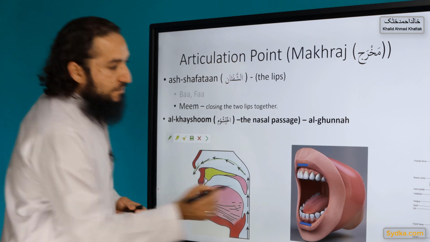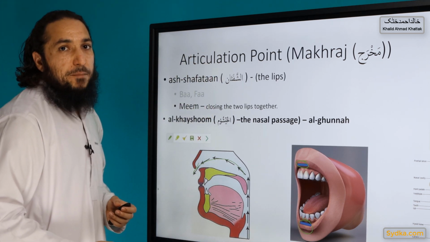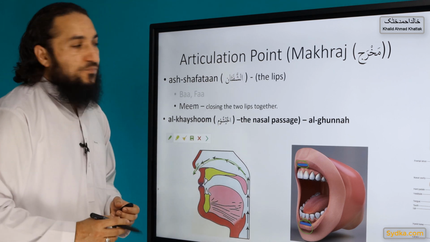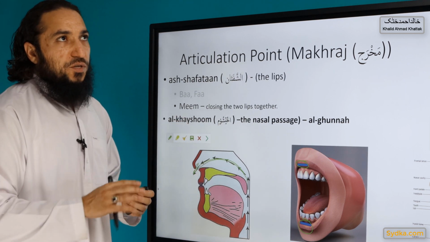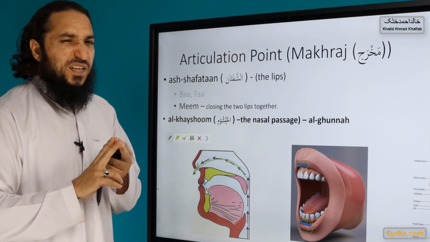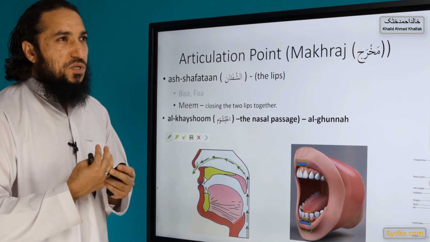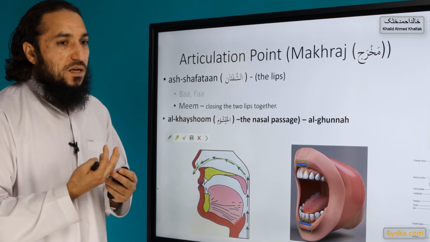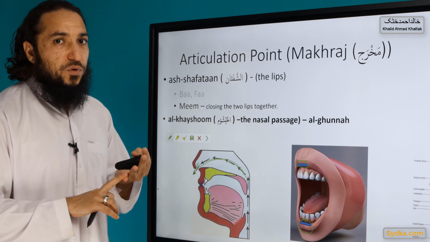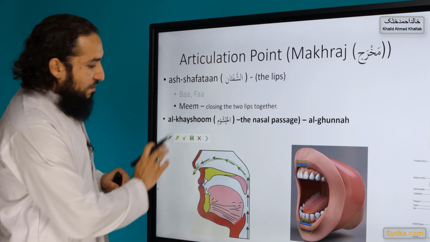Okay, let's see. So we close the lips, Meem, and at the same time we have the sound coming from the Ghunna. Ghunna is the property of two letters, Meem and Noon. So if you hear someone who has been giving Ghunna to every other letter, that is wrong, because we see some people recite Qur'an and everything comes from the nose. That's wrong, because the Ghunna is the property of only two letters, that's Meem and Noon. Okay, so that's Khayshum.